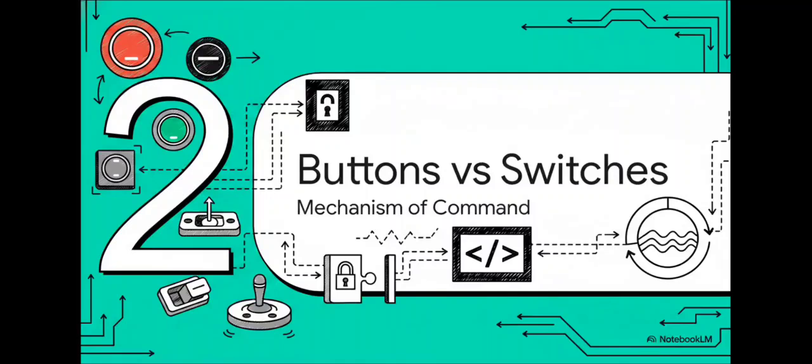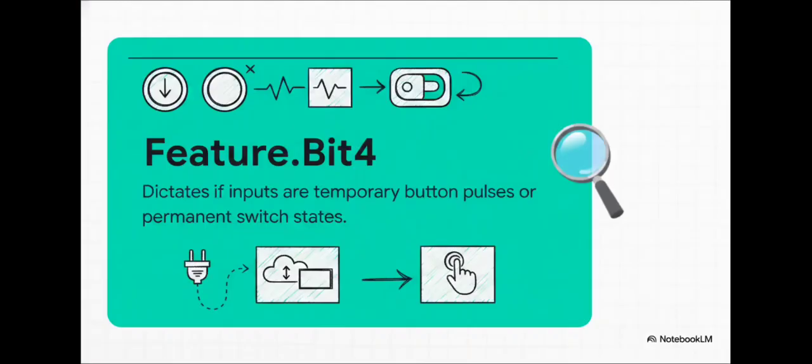Moving on to section 2, buttons versus switches, the mechanism of command. So once the master gatekeeper has assigned authority, specifically when it hands the keys over to the code, how does the system actually interpret the signals coming in? Well, that brings us to our second vital parameter, feature bit 4. Honestly, I like to think of it as the translator. It dictates the exact physical interaction paradigm we're using. Basically, are we dealing with momentary button presses, or are we looking at permanent, hard-toggled switches?